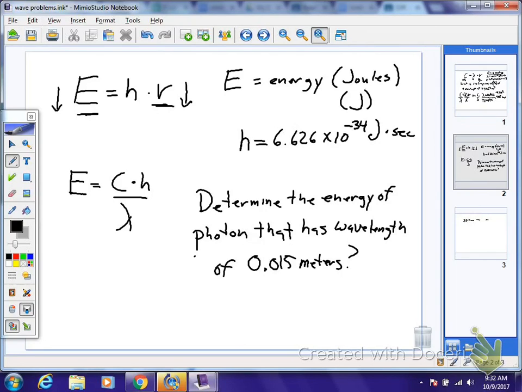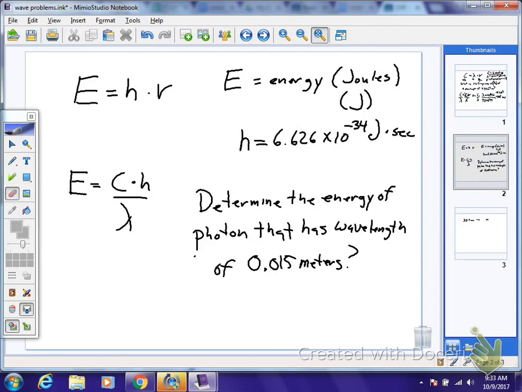All right. So I've got a question for you. Which of these two equations here would you use? Would you use the top one to solve? Because a lot of times it's about picking out the right equation. Determine the energy of a photon. A photon we'll talk about later; it's just a bundle of energy given off by an atom, that has a wavelength of 0.015 meters. So which of the two would we use? Top one or bottom one? Bottom, because it's wavelength.